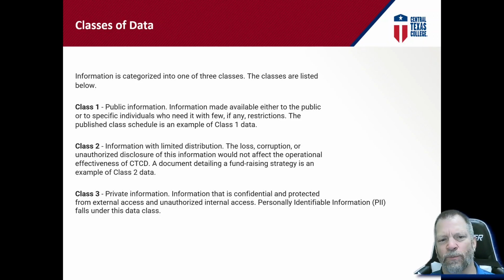And Class 3, this is private information, information that is considered confidential and protected from external access and unauthorized internal access. Personally identifiable information falls under this class of data. So loss, corruption, or unauthorized disclosure of PII, Class 3 information, would impair the business or research functions of CTC, resulting in business, financial, or legal loss, or be a violation of federal or state laws or regulations or CTC contracts. Data integrity is vital. An example of private information would be a student's academic record.